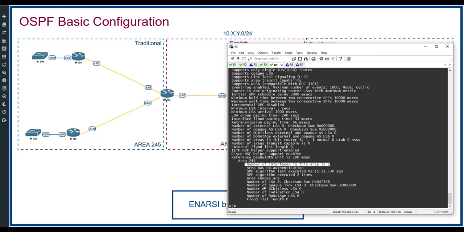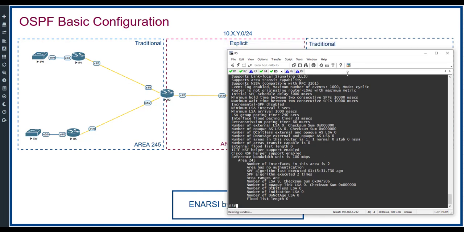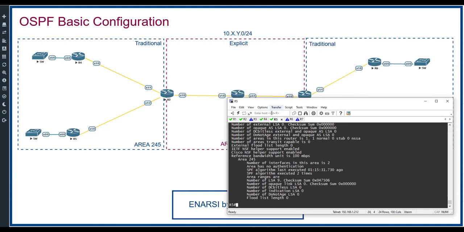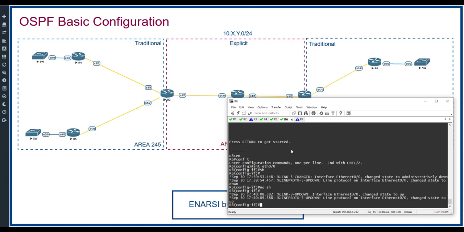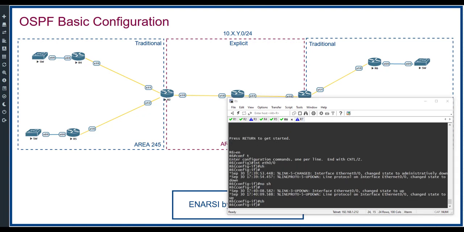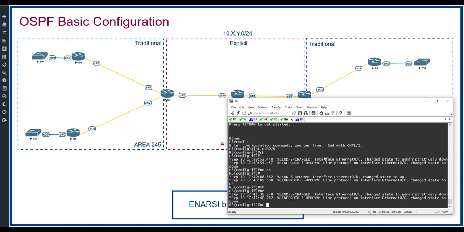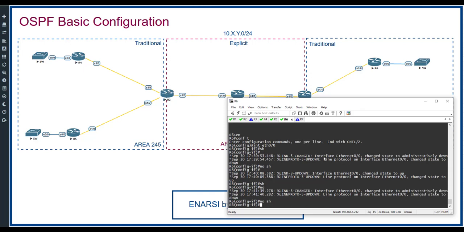Let me show you one interesting thing here. As you can see, the last SPF calculation, or SPF algorithm, was last executed 1 hour 15 minutes ago, and we have executed SPF 2 times. Now if you disable Eth0/0 of router 6, let me disable it again with the shutdown command, and again with no shutdown, we are enabling interface Eth0/0 of router 6.